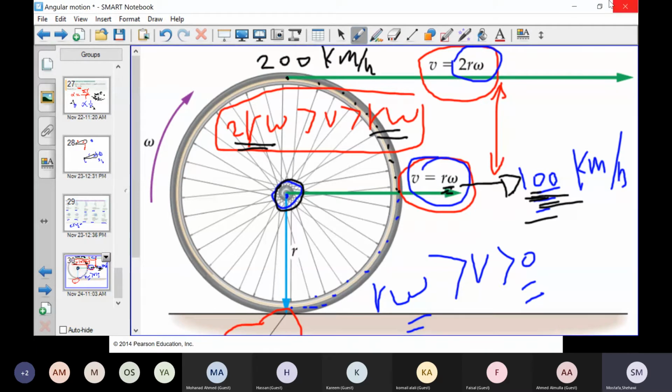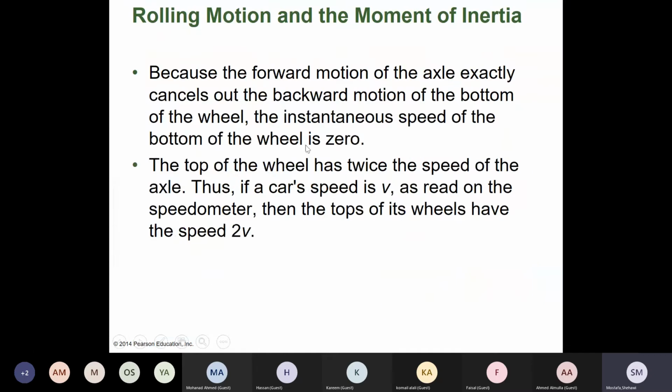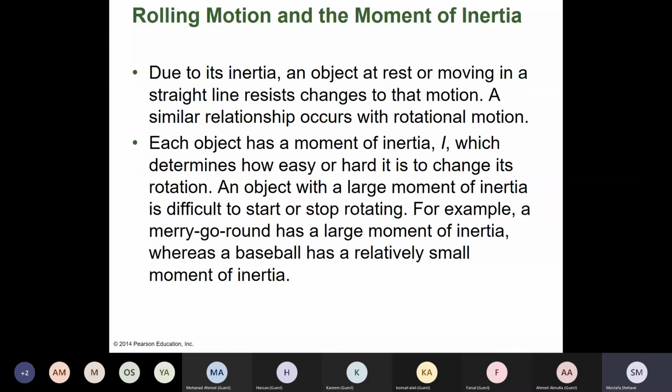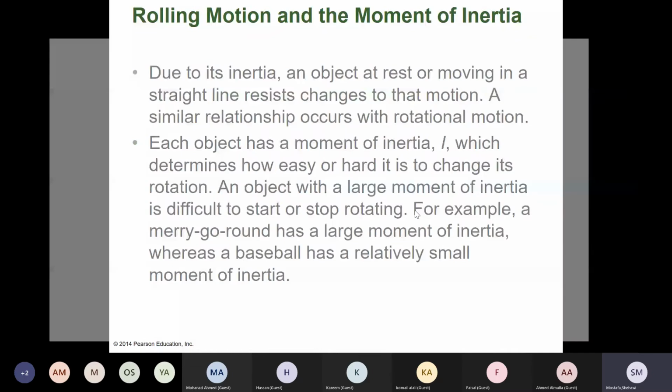So let's go back to the slide here. The top of the wheel has twice the speed of the axle. If the car speed is v, as read on the speedometer, then the top of the wheel will be 2v, because the speedometer reads the velocity of the axis of rotation, or center of mass of the wheel. It reads the speed of the center of mass. Let me pick someone else to continue reading with us.